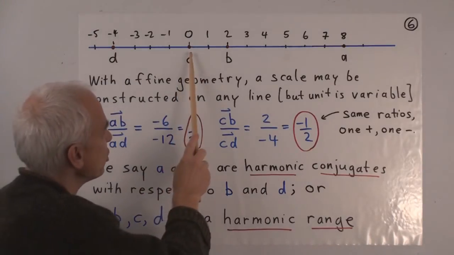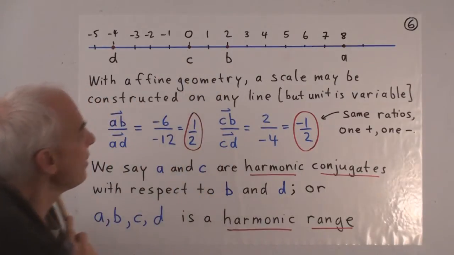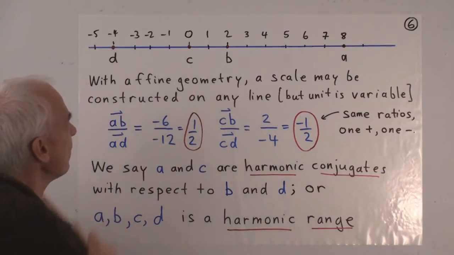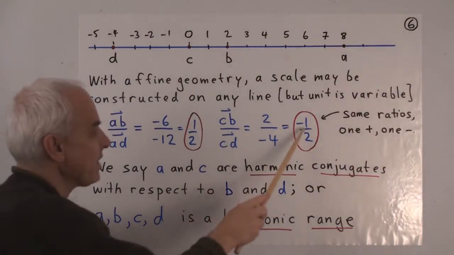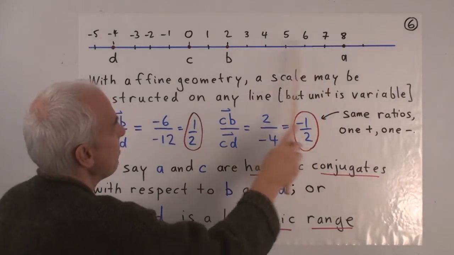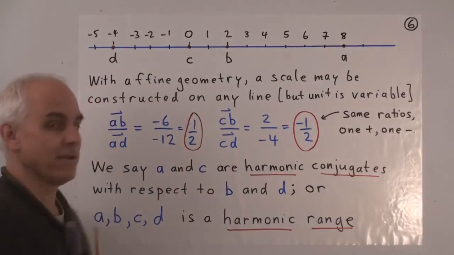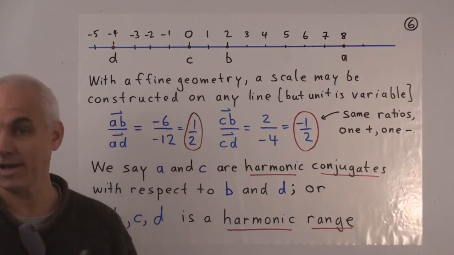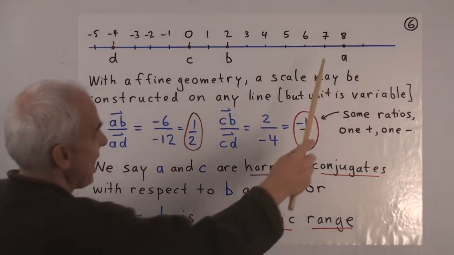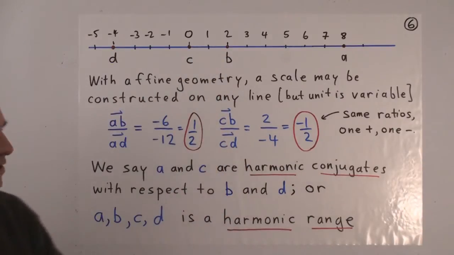While the ratio between the displacement from C to B and from C to D is the ratio between +2 and -4, which is -1/2. So the two ratios AB to AD and CB to CD are equal except for the minus sign. And the minus sign is happening because A is outside the interval BD, while C is inside the interval.